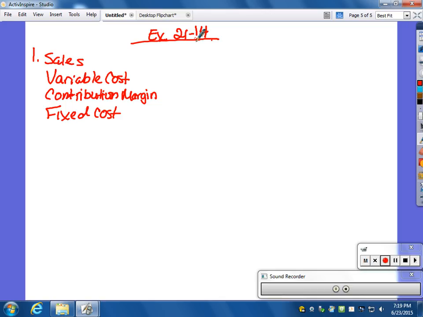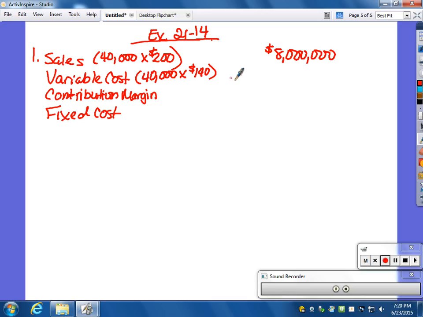So still starting off with the same thing. Sales, variable costs, contribution margin, fixed costs. We just need to add in what else? The income, right? The other income. Okay, so with sales, what do we have? How many units did they sell or expect to sell? 40,000. At what price? $200. What's the amount? $8 million. Variable costs. What are those? Still with the same 40,000 units, times what price? A new one. What is it? 140. How much?